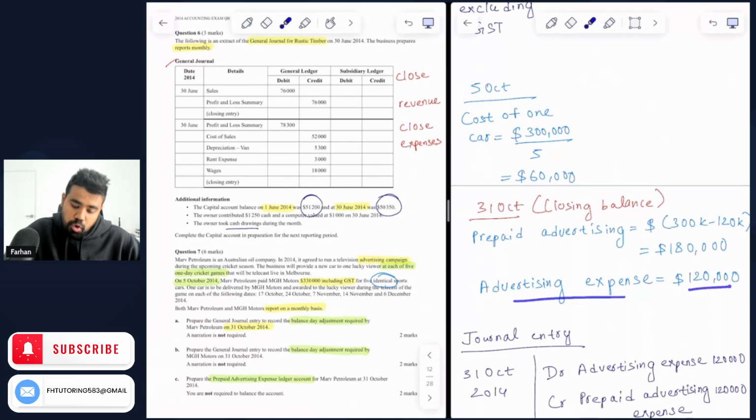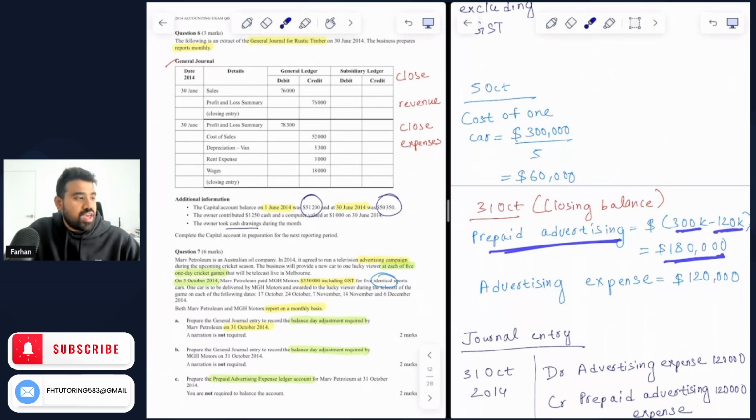So on 31st of October, the closing balance, now that we have expensed $120,000, would therefore be $300,000 minus $120,000, and that is $180,000 for prepaid advertising. So at 31st of October, prepaid advertising has a closing balance of $180,000, which is a current asset at the end of the reporting period. And this amount is still yet to be consumed by the business, which will be consumed in the month of November when we have game number 3, game number 4, and game number 5 taking place on 7 November, 14 November, and 6 December.